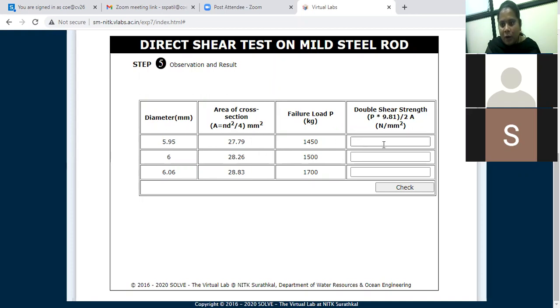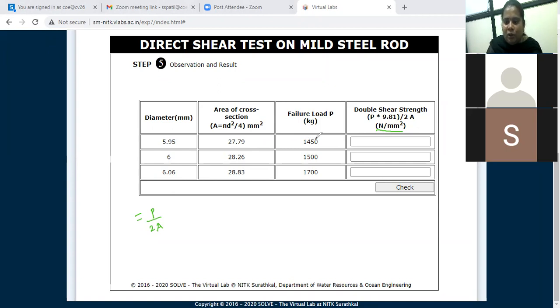So we have to find out the double shear strength for these 3 trials. How to find out the double shear strength? By using an equation. Which equation do you have to apply? Double shear strength is equal to force divided by 2 times area. But you observe here the applied load is in kg, and you require the answer in Newton per mm square. So you have to convert this load into Newton.